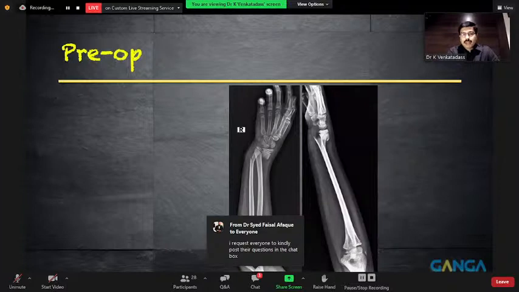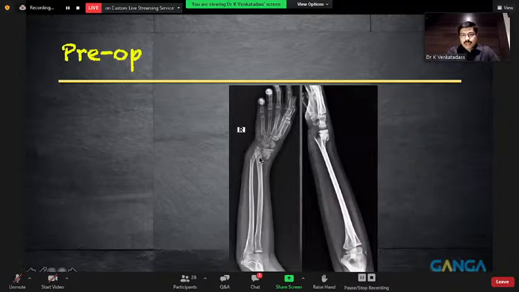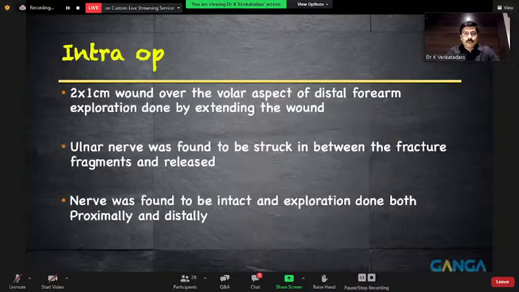If you look at the X-ray carefully, it looks like the radius has gone in medially here, and it has gone out in the anteromedial direction. So we know that this sharp spike of radius has gone out and again gone inside. And the ulnar fracture looks very innocuous, and we really do not know what is the cause of the ulnar nerve neuropraxia signs which the patient is having now.